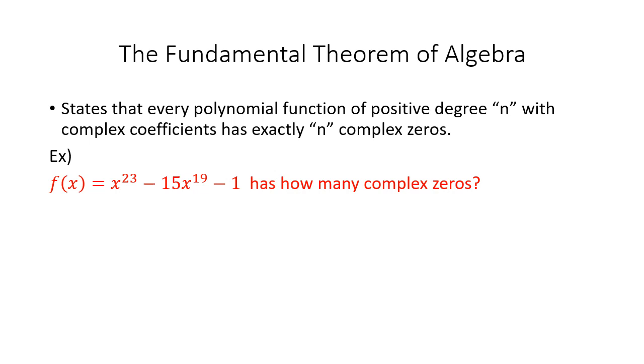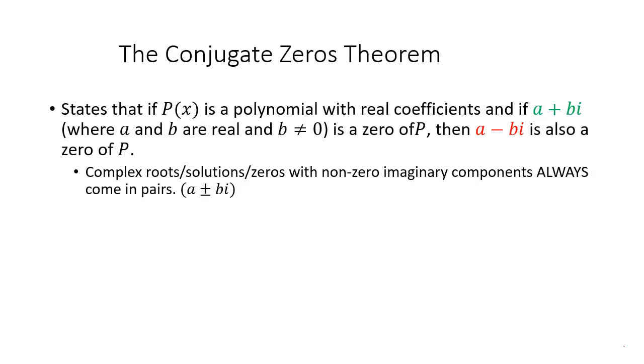And so, how do we apply this to what we've been talking about? Well, we have to add in one extra layer here. And that layer is the conjugate zeros theorem. And what the conjugate zeros theorem says is that if p of x is a polynomial with real coefficients, and if a plus bi, where a and b are real and b does not equal 0, is a zero of p, then a minus bi is also a zero of p.